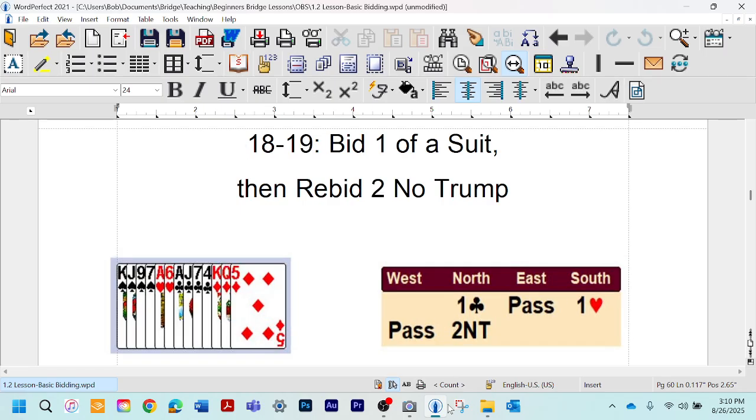And here is an example hand where you open one club. It's got too many points to open one no trump. It's balanced. Can't open two no trump, so you open one club. When your partner responds one heart, then you bid two no trump, which says you have that gap between one no trump and two no trump, which is 18 to 19.